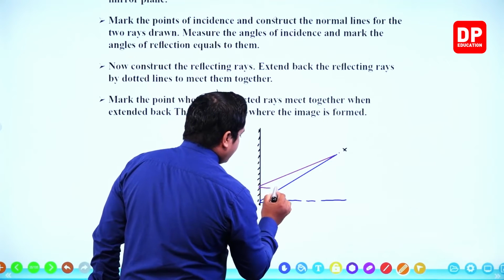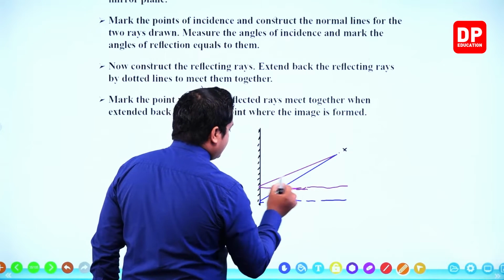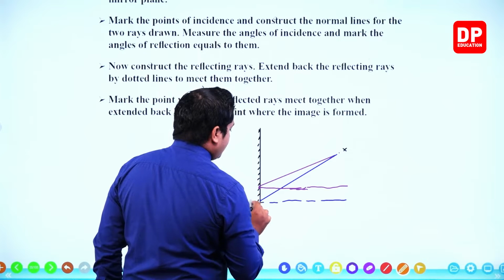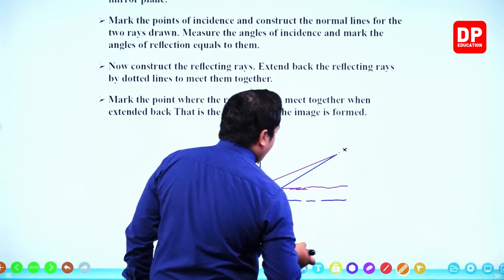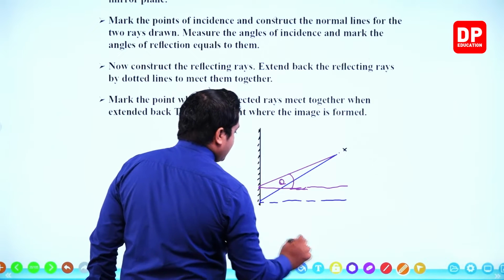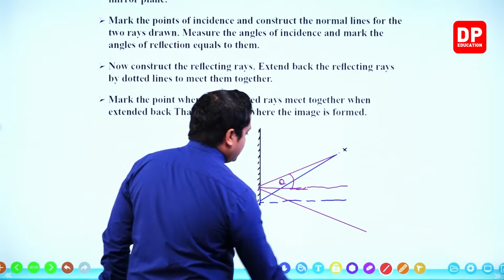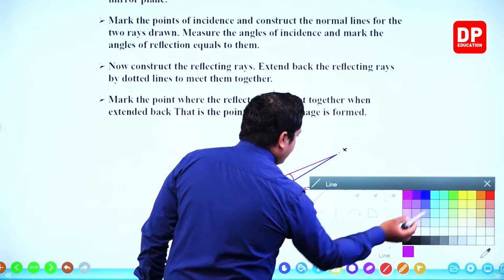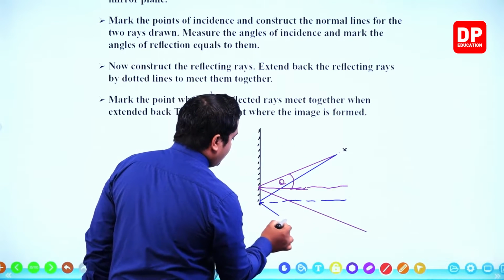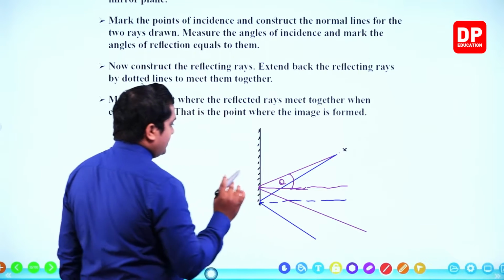This is the normal of the first one, like this. This is just an illustration, my dear children. So now what you have to do? You have to take this particular angle, and for the same angle, you have to do the reflection like this. In the same way, get the other angle and do the same reflection like this.